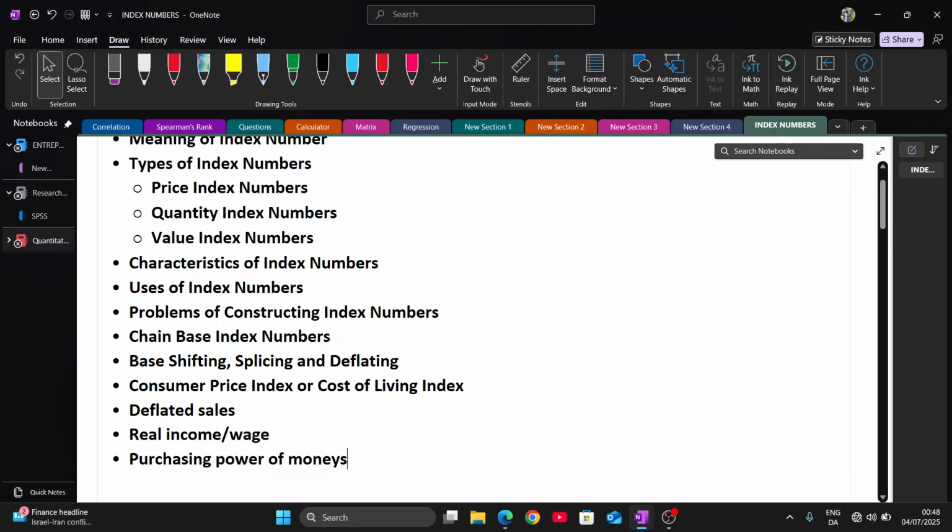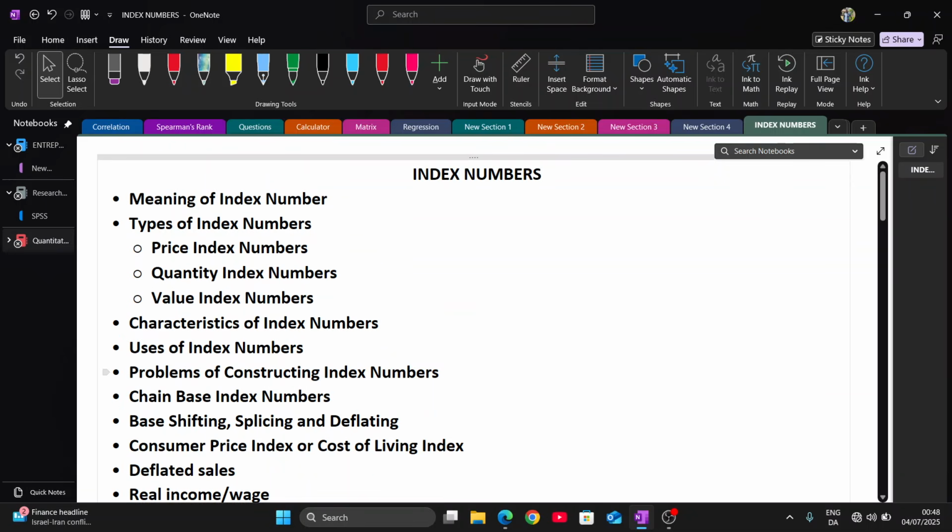Hello and welcome to this lecture on index numbers, a powerful statistical tool used to measure changes over time in economic data like prices, quantities, and values. Whether you're a student preparing for an exam or someone curious about how we track inflation, GDP changes, or cost of living, this video is for you.